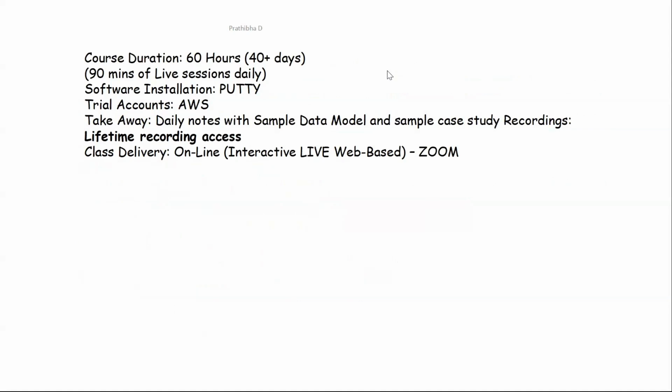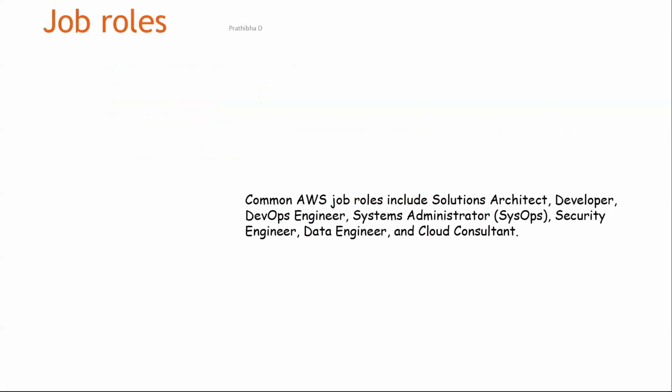This course duration is around 60 hours, that is 40 plus days, with approximately 90 minutes per session. It's a live session daily, and we are actually working on your AWS account. We'll be using labs, and everything will be conducted on your AWS trial account. We'll teach you how to create an AWS account and how to work on it, and we'll also provide you with the recordings.